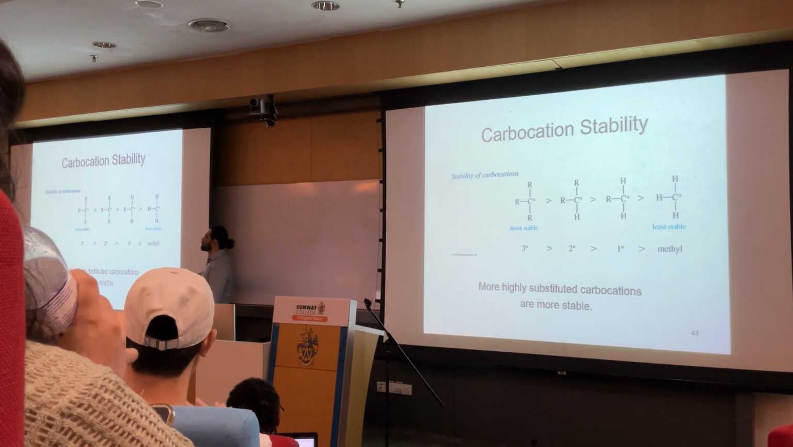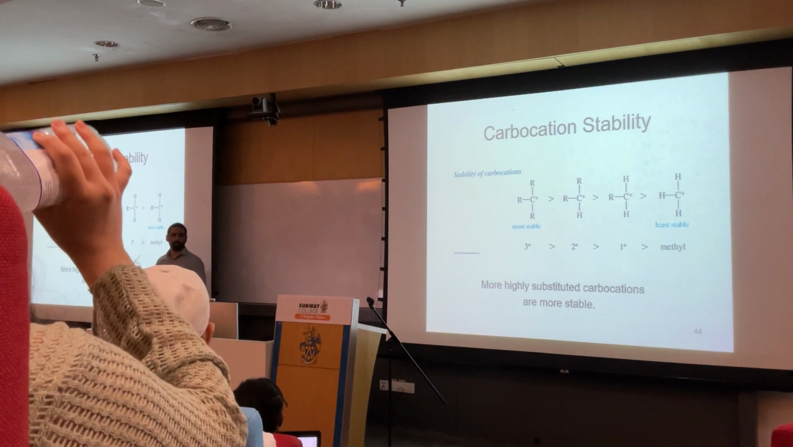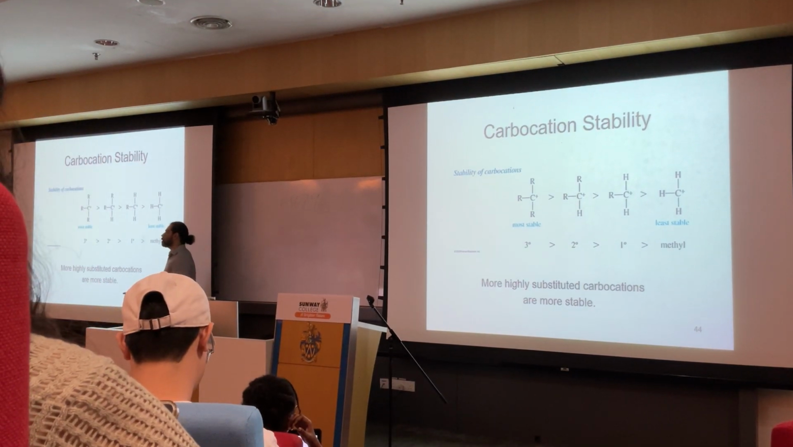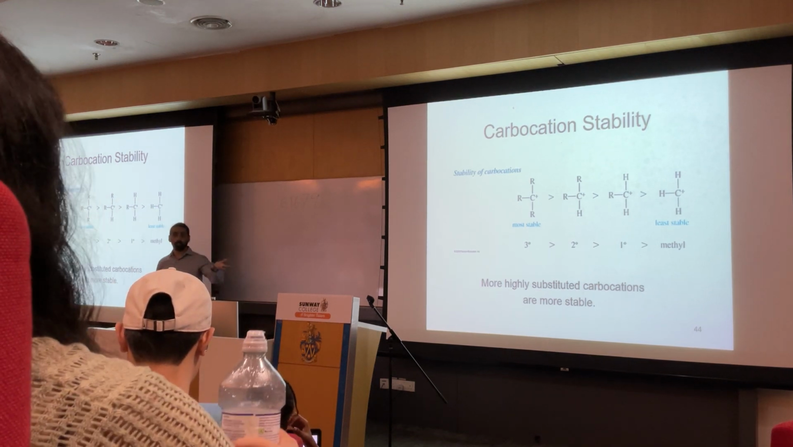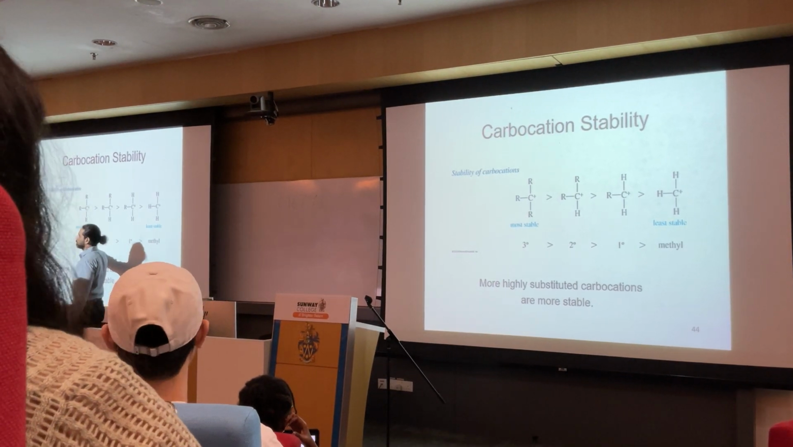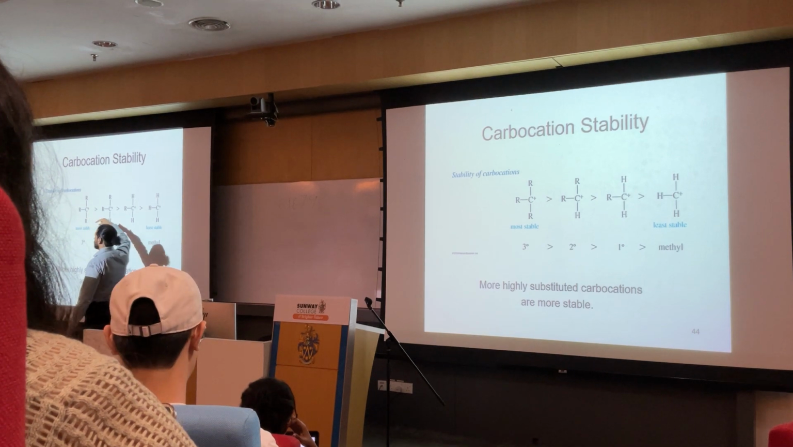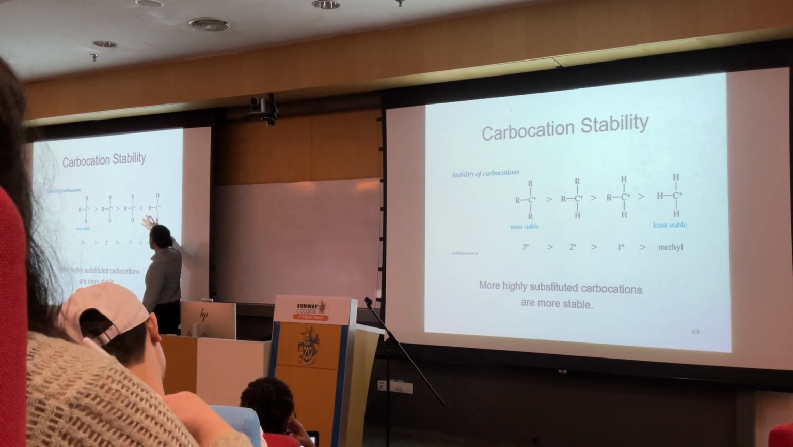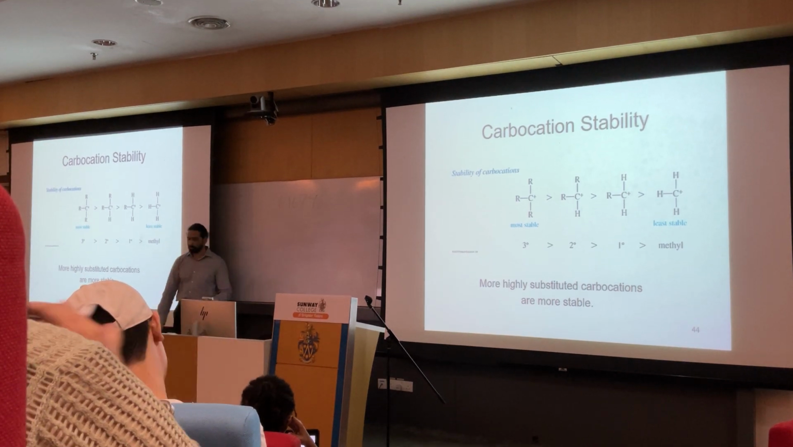This slide is just to brush up your memory that some carbocations are more stable than other carbocations. So when you have a chance to make a carbocation, try to make a stable carbocation, right? So which one is most stable? Tertiary carbocation. The one which is most substituted. And the one which is least substituted will be least stable, right?